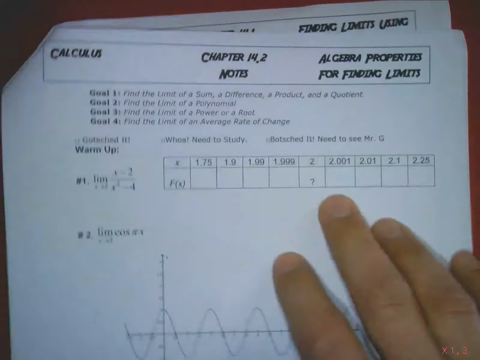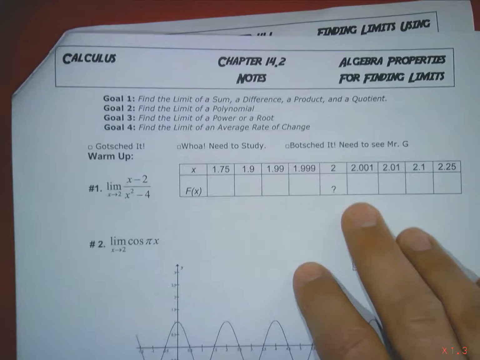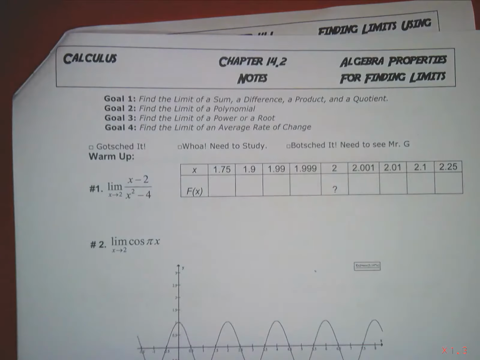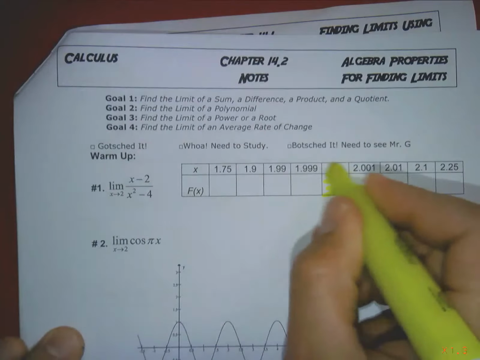What I want us to do is take a look at this warm-up. It's good practice from what we learned from 14.1, a little extra practice. I've got two quick examples for you. First one's the table. Second one, you should be able to look at a graph and identify the intended height, what the limit is. Okay, let's go ahead and plug these in real quick.